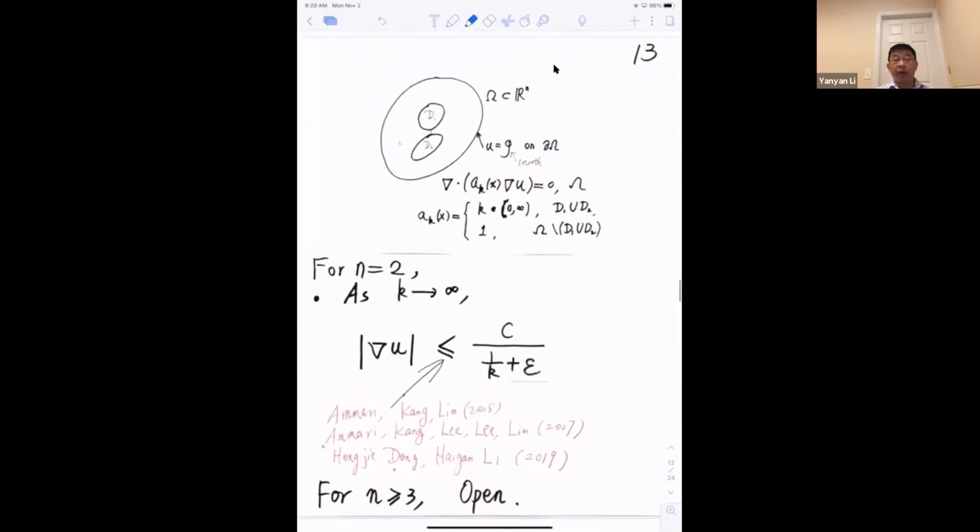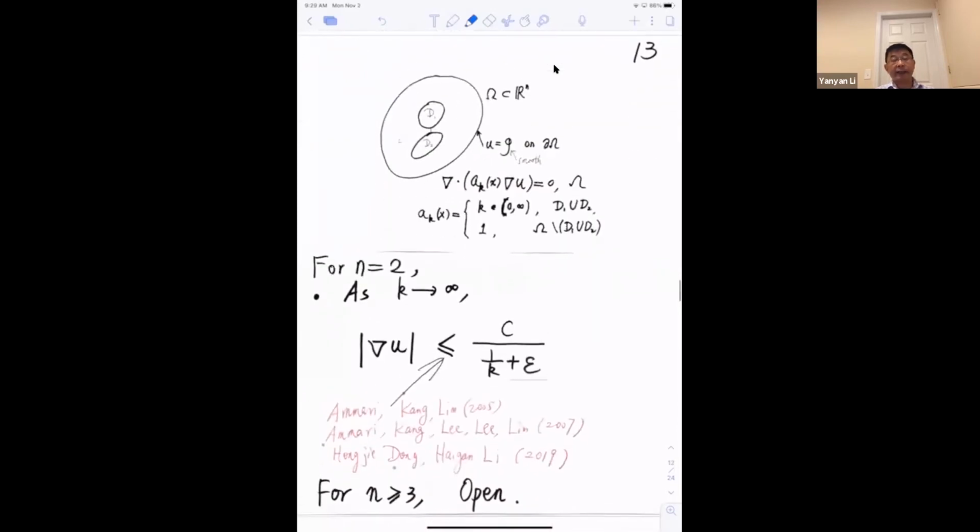So how about for k goes to infinity and for k goes to 0? In that case, if k goes to infinity, in dimension 2, the right rate is actually here. So C is independent of k and epsilon, of course. So I think here should be this. So I think it's okay. So yes, that certainly should be square root of epsilon.